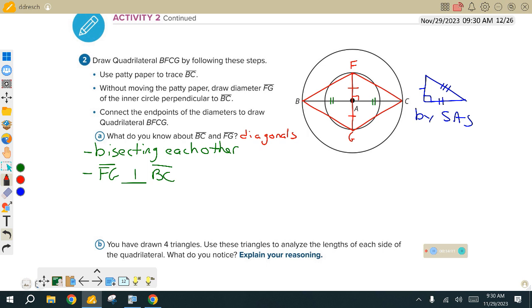So by SAS, what is true about every single one of these sides of the triangle then? The hypotenuses of these 4 triangles. They're all congruent. And what type of quadrilateral do we now have? We have ourselves a rhombus then. Okay, that's not a kite.